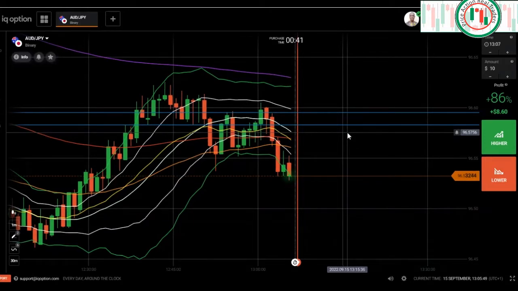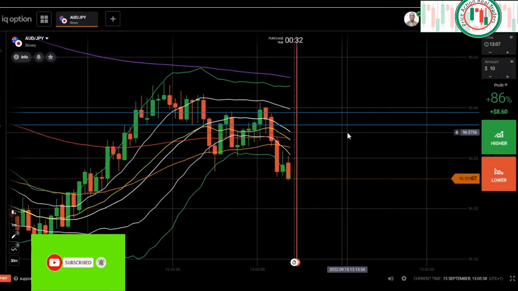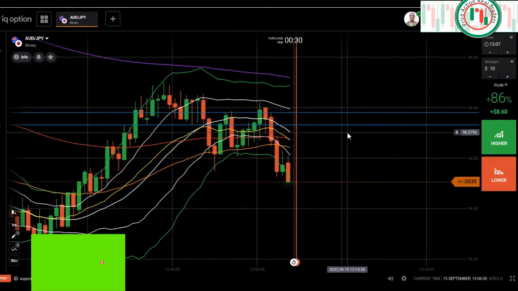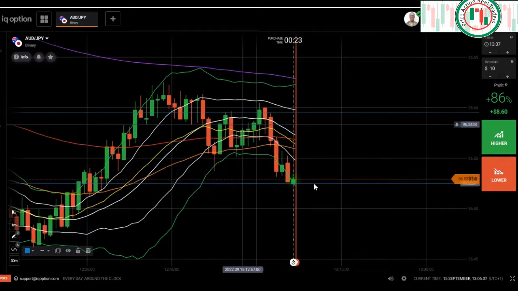Today I'm going to show you how to identify engulfing zone in ranging market. This is part 7 on how to identify engulfing zone in ranging market. So before we start, let me try to take some live trade.